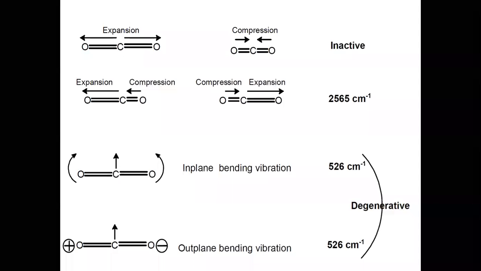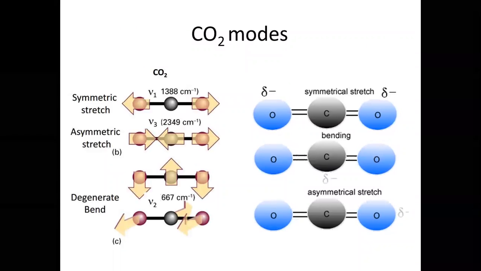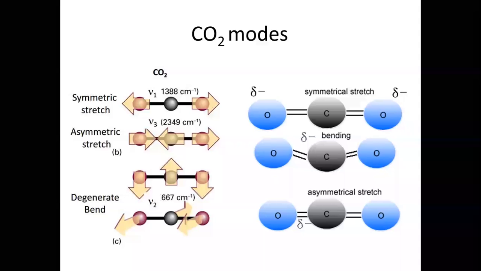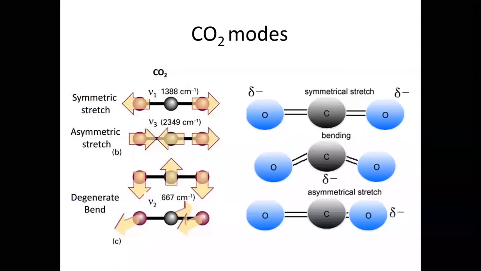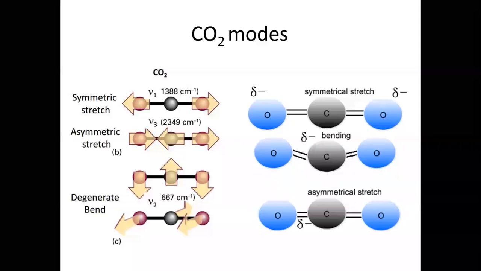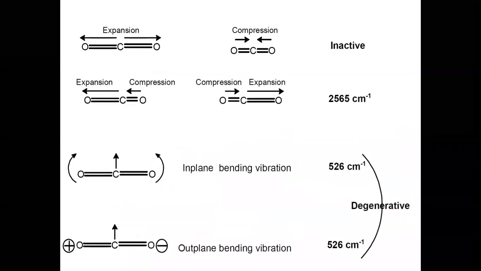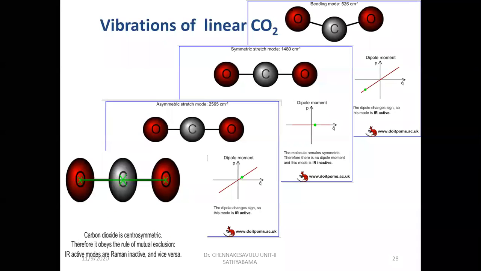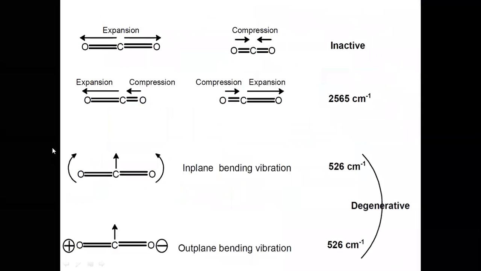Finally, how many peaks will we be getting for carbon dioxide? We will be getting only the symmetric, asymmetric, and the bending. 3 peaks, the values are this, but for carbon dioxide 2565 and 526, these two only we are seeing in the spectrum. Okay, so now the representations of vibrations for carbon dioxide, these are the representations.